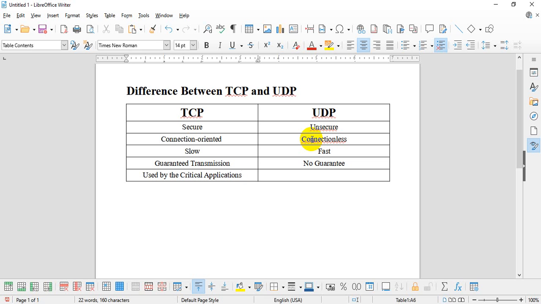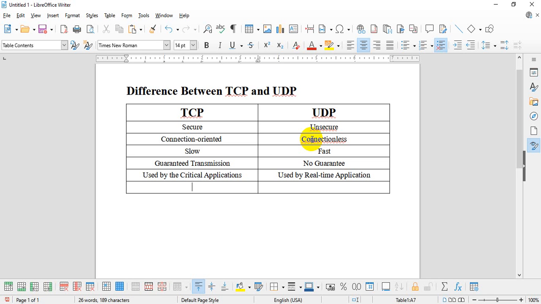And UDP connections are used by real time applications. In real time applications, we just require the latest data. We do not focus on the previous data that is missed, that is not received by the receiver, in UDP.